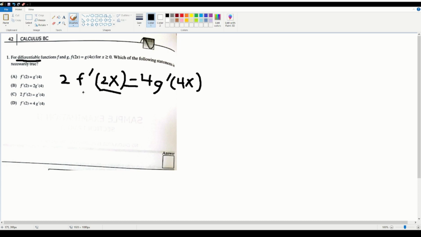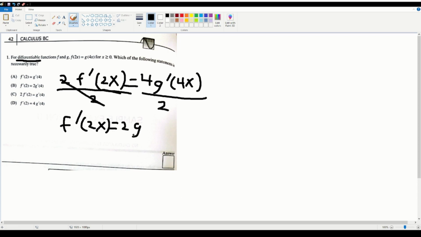What College Board likes to do for all their MCQs is put the answers in simplified form. So what we're going to have to do is divide by 2 on both sides. This 2 cancels, and you're left with f prime of 2x equals 2g prime of 4x, which is option.